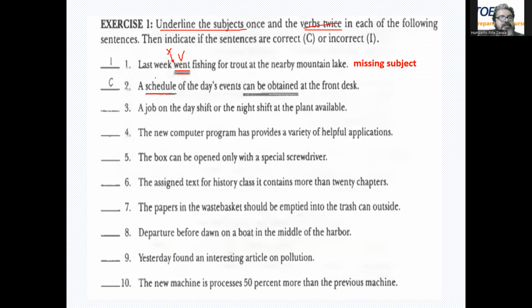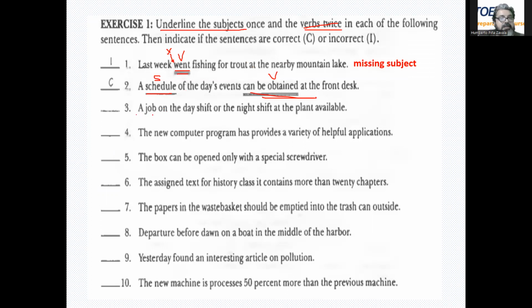A schedule, subject, of the day's events can be obtained, verb, at the front desk, right? So we have everything we need. So this is correct. Now take a moment and pause the video so you can try to complete the rest and then come back and check your answers. Okay? Pause it now. All right. If you come back, we're going to see, right?